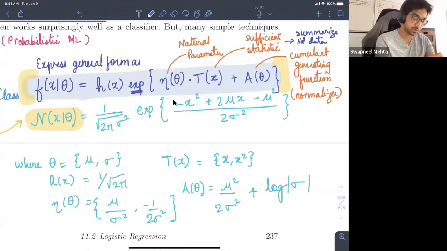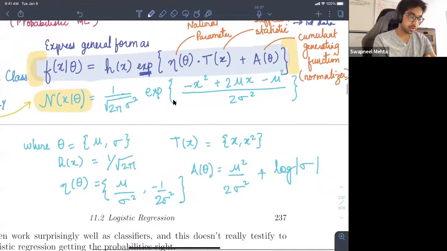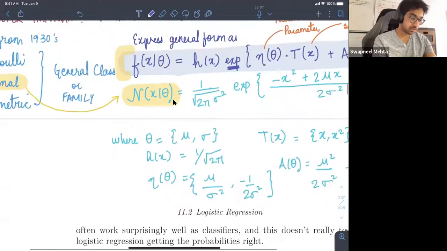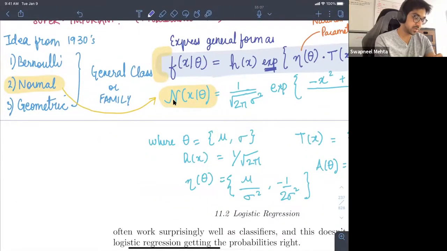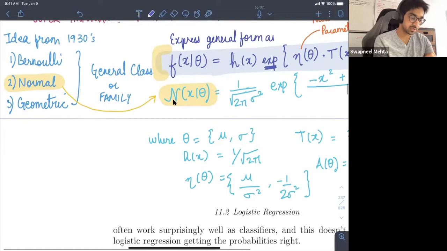Important to mention IID. And A of theta is the normalizing function, which normalizes this to be a valid probability distribution. We'll see what I mean by that through an example. It's also called the cumulant generating function. More on that later, actually not in the lecture, but you can read up about what that means. Now, we said the canonical form, and we said that all of these families, in addition to more, can be expressed in this canonical form.